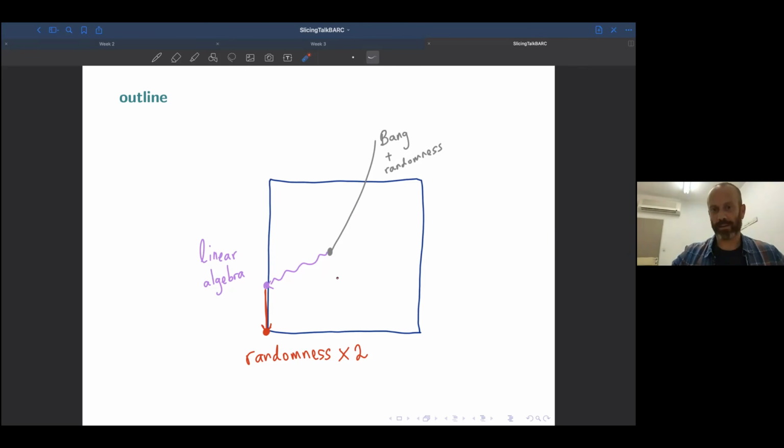So the plan is to explain all of this picture. It's not going to be very technical, because I think the high-level ideas are enough, but I'm going to explain how we use Bang, what linear algebra means here, how the randomness comes in, and how the pieces come together. This is the plan for the next 50 minutes or so.